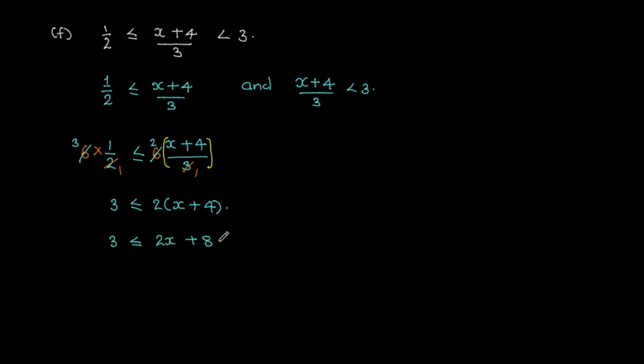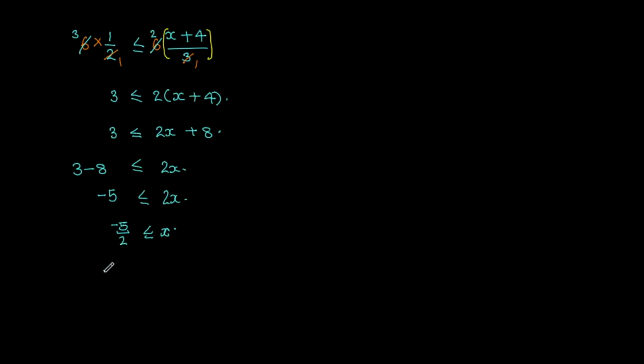Okay, so let's open up this bracket and we see 2x plus 8. Collecting like terms, we have 3 minus 8 is less than or equals to 2x. Subtracting, we have negative 5 is less than or equals to 2x. Dividing both sides by 2, we have negative 5 over 2 is less than or equals to x. If you divide those, you'll have negative 2.5 is less than or equals to x. That is the first solution.